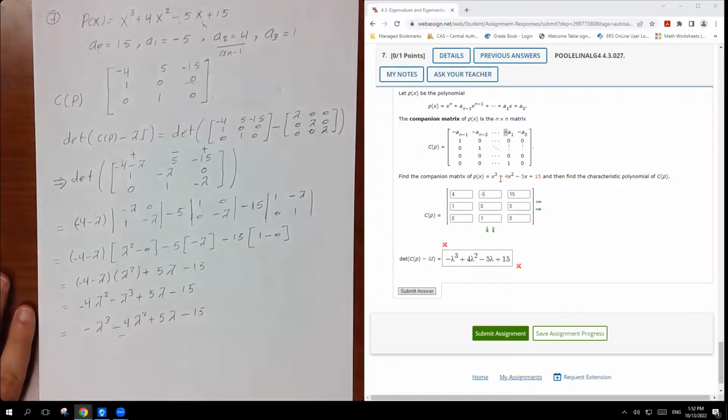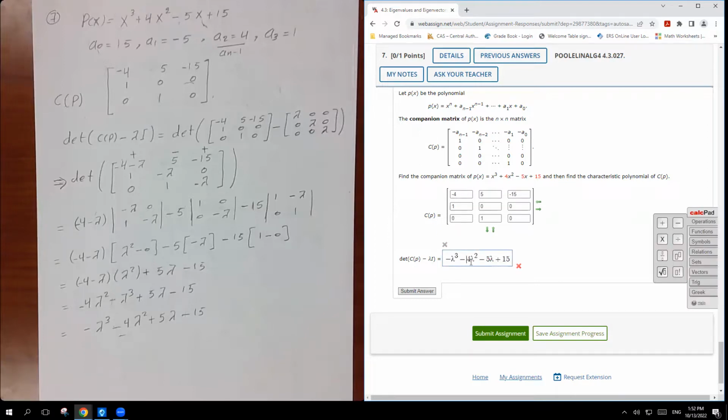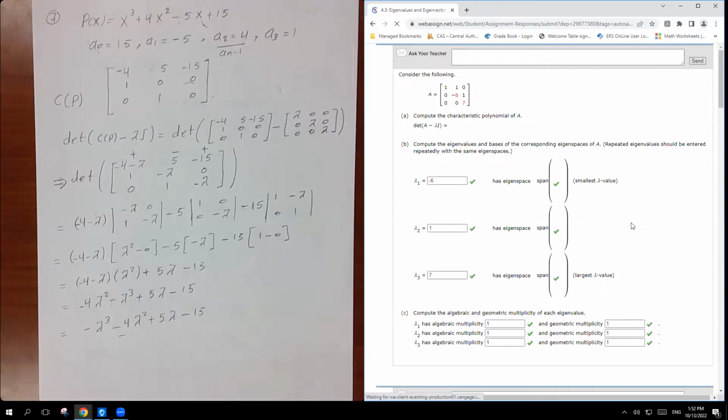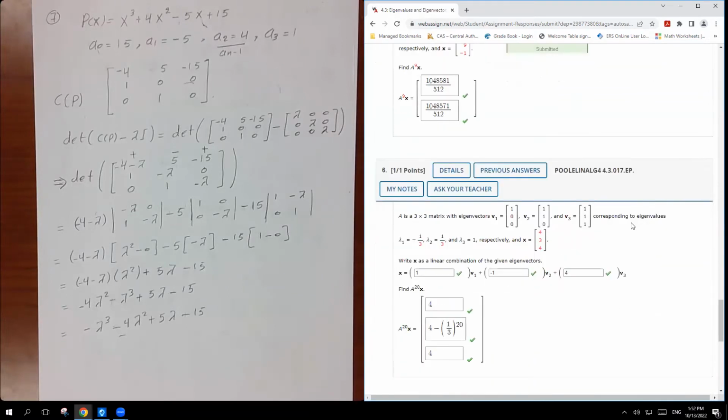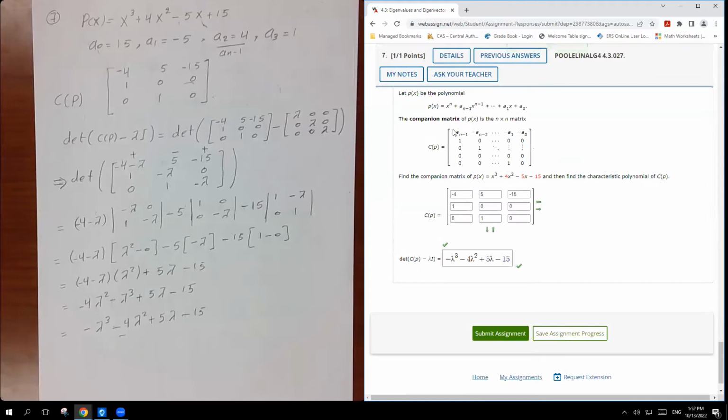Because the companion matrix theorem says you have to put a negative sign here. That's what I did wrong. So this number is negative 4, this number is positive 5, and this number is going to be negative 15. Here is going to change everything. This is negative, the second sign is also going to be minus, this one is going to be plus, and the last one is going to be minus. Let's check that. Here we go. It's just the sign here. I forgot it with the matrix. That's it.